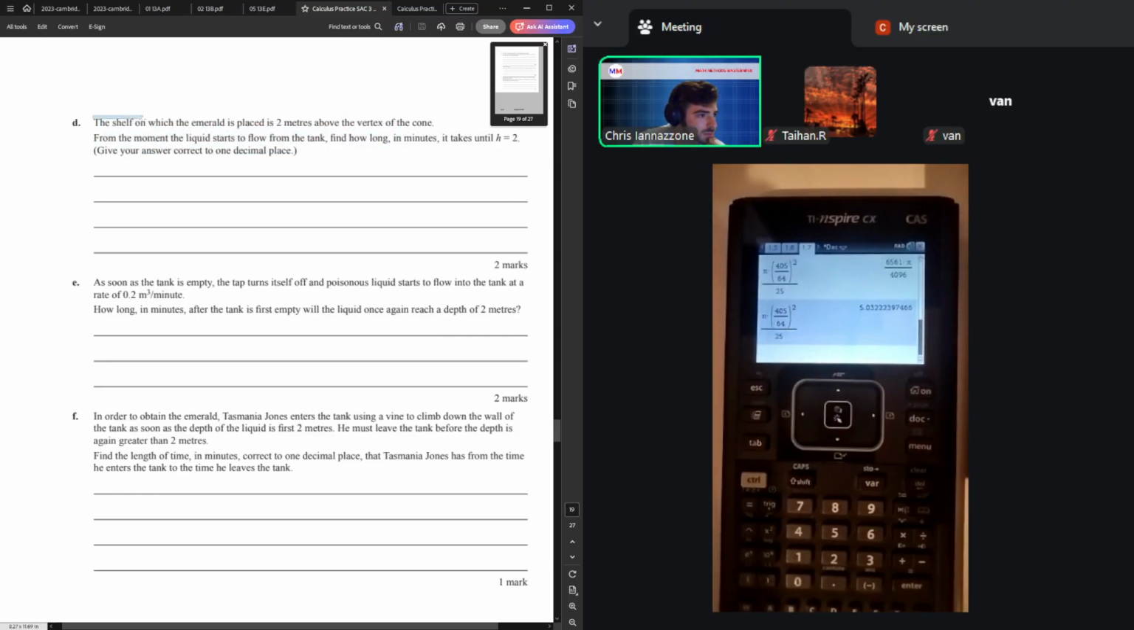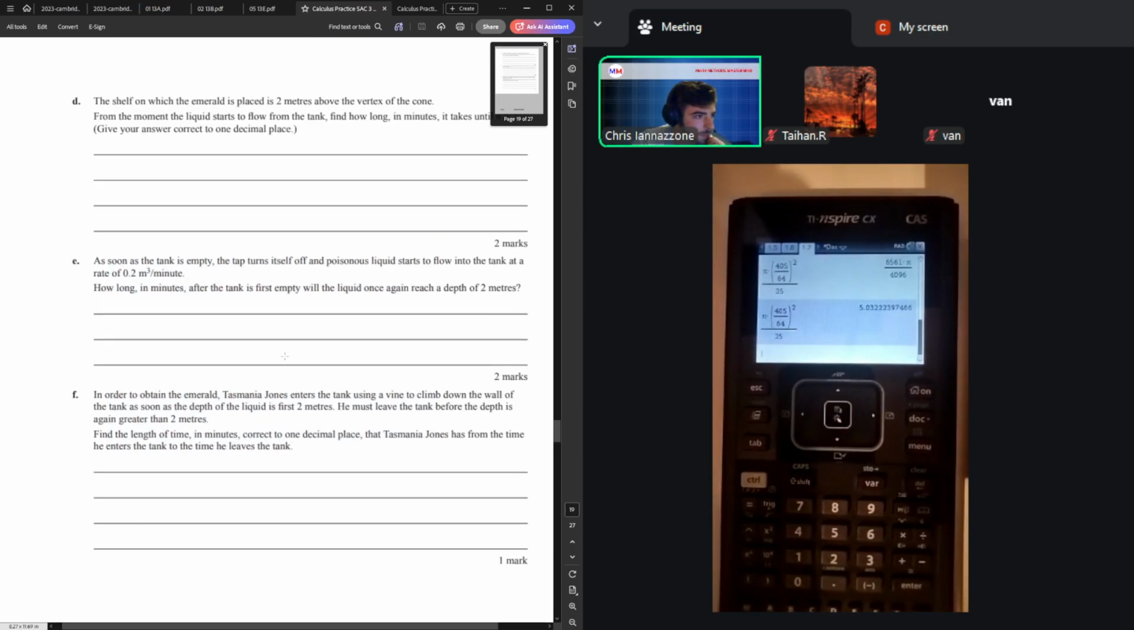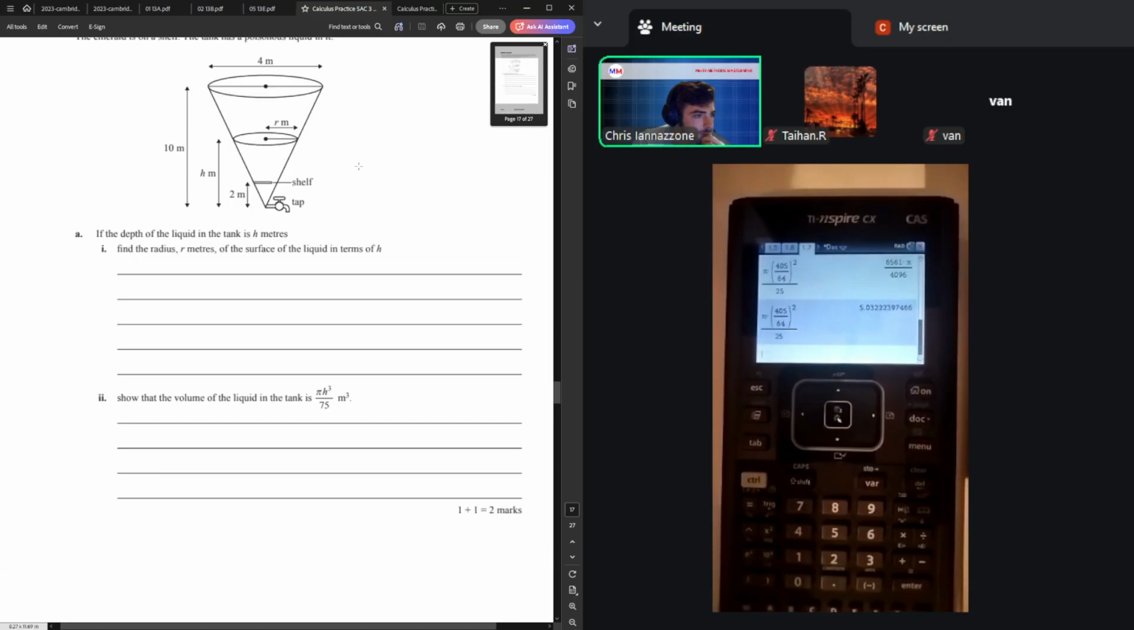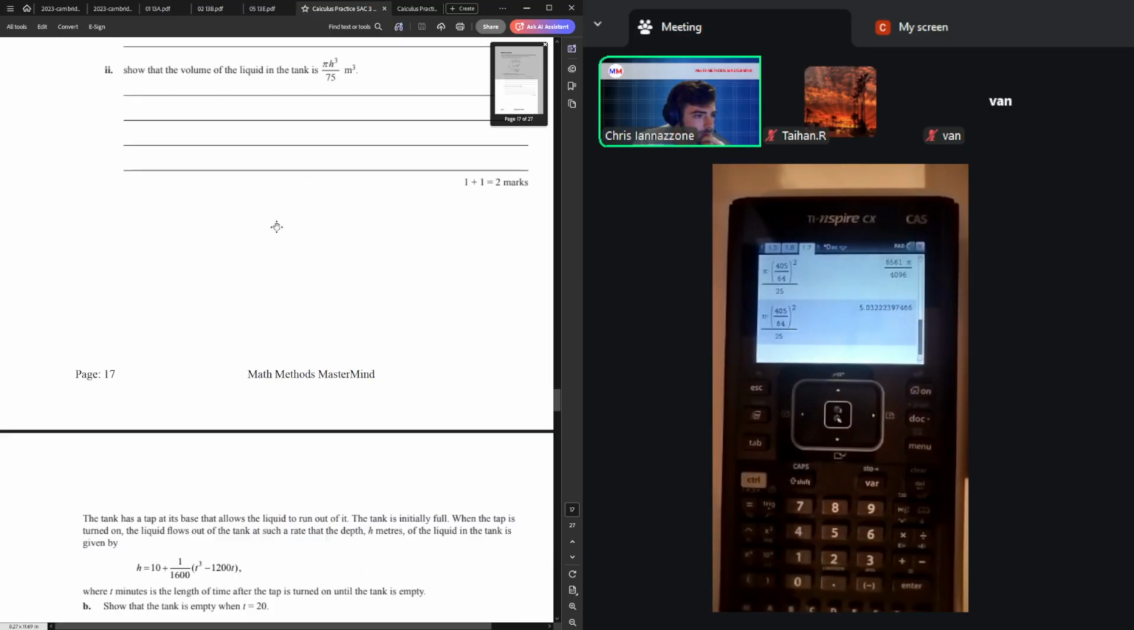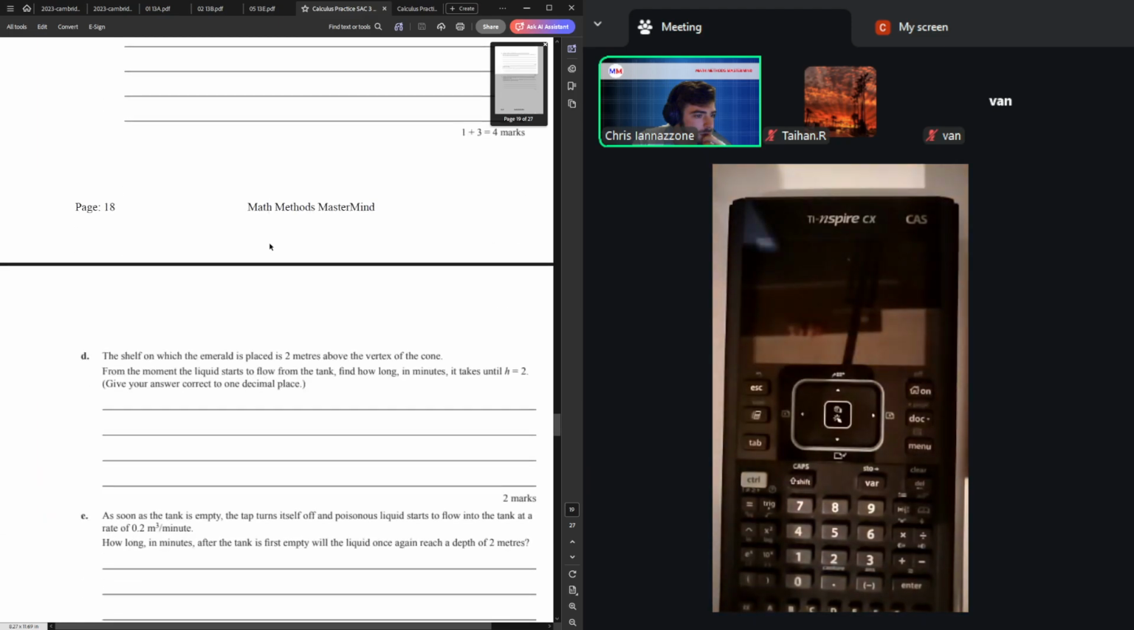How much different is this one going to be? The shelf is placed 2 meters above the vertex from the moment the liquid starts to flow. Find out how long in minutes until h equals 2. Yeah, okay, this is related. I reckon I'll be able to get through this. So let's have a think. The shelf is placed 2 meters above the vertex, so that's going to be that thing there. From the moment the liquid starts to flow from the tank, find out how long until h equals 2.